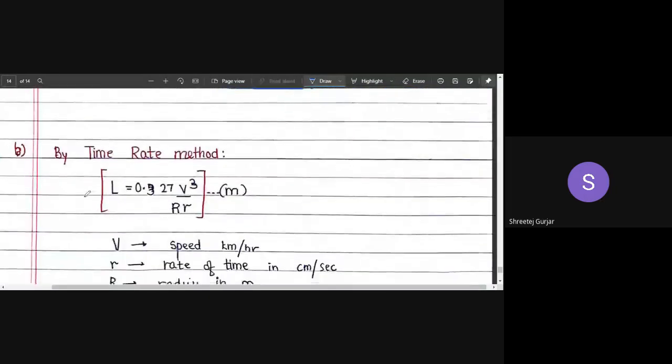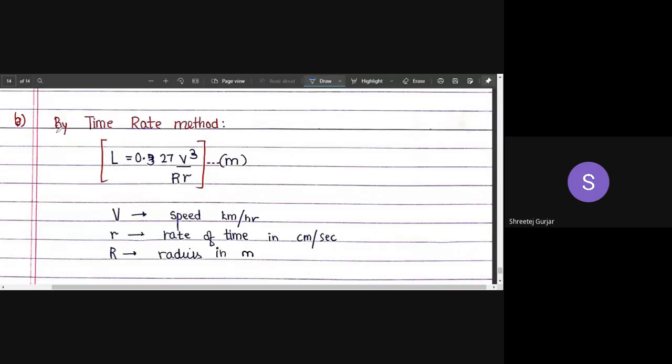So moving on to the second method, it is known as the time rate method. The second method of calculation of the length of a transition curve is the time rate method. The formula I have written here on the screen is capital L equals 0.327 V cube by R into small r.